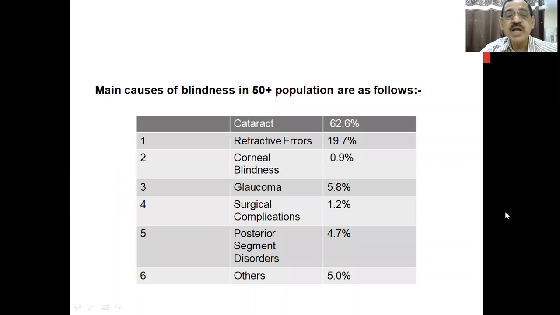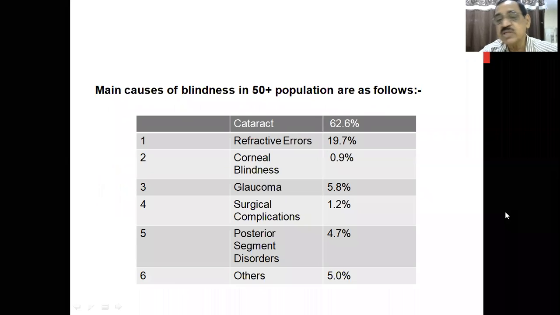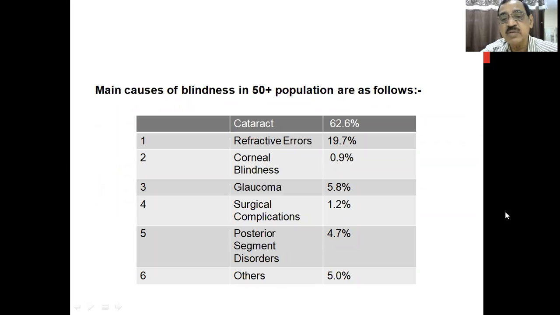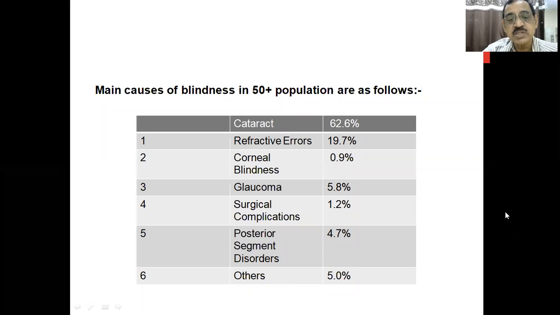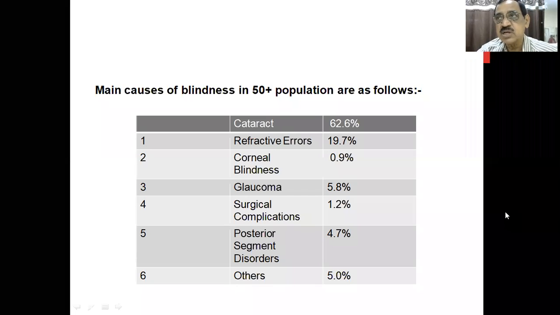So the main causes of blindness in the 50 plus age group: the first and foremost is refractive errors, which accounts for nearly 19.7%, nearly 20%. The maximum chunk is cataract, around 62.6%. Corneal blindness, caused by corneal scars, corneal dystrophies and degenerations, and interstitial keratitis, which leaves behind the telltale signs, is around 0.9%.